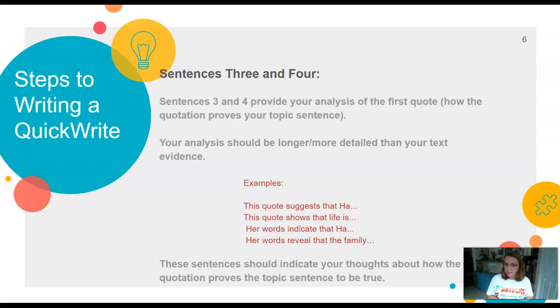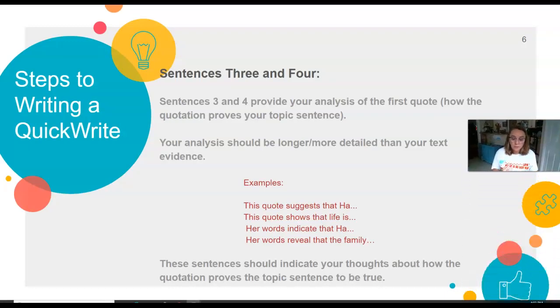It should be more, it should be longer, it should be more detailed than your textual evidence, but it should start something like this: "This quotation suggests that," "this quotation shows," "her words indicate," "her words reveal." And these sentences should indicate for your reader your thoughts about how the quotation proves the topic sentence. Okay, so this is really, really important.